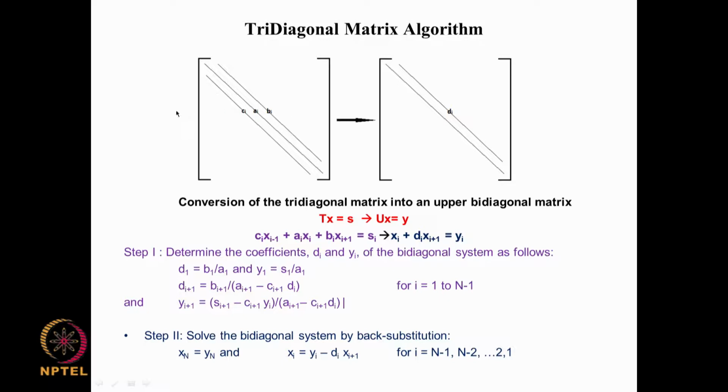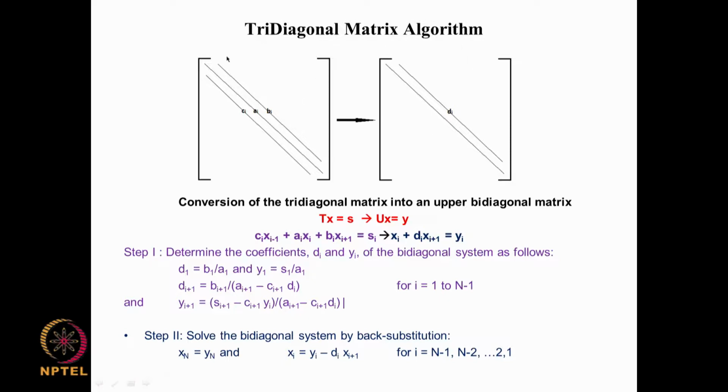So if you take any row here and multiply by x, you have an equation like Ci x(i-1) plus Ai xi plus Bi x(i+1) equal to Si. This is the equation that we get from, for example, the one dimensional Laplace equation or a Poisson equation discretized using central differences. We get an equation of this particular form.